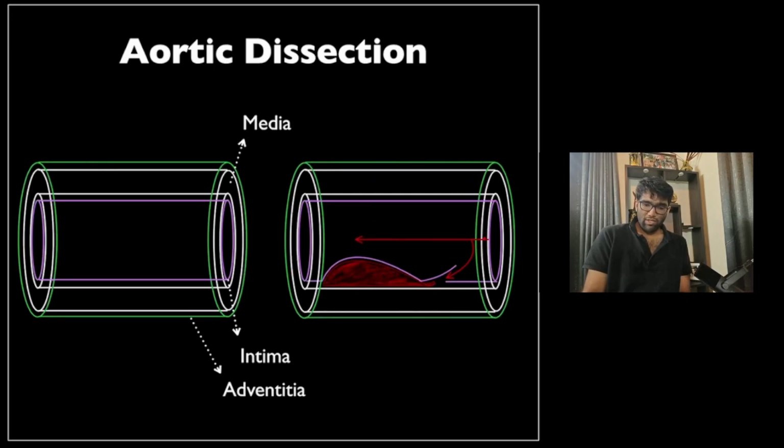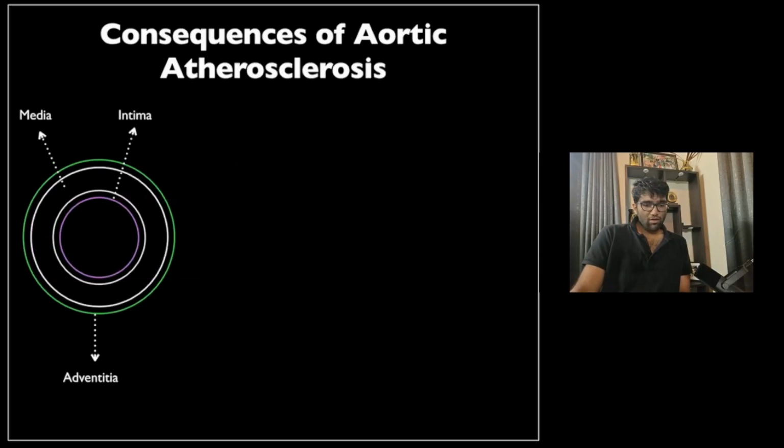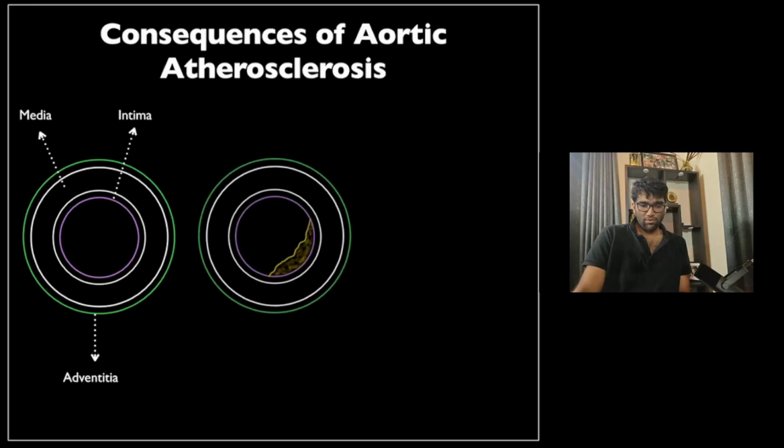Because of increased pressure and due to some kind of damage to the endothelium here, there is a flap that is raised and blood then forces its way under the endothelium. And this is what is called an aortic dissection. The consequences of aortic atherosclerosis are as follows. So, we can just get an atherosclerotic plaque within the aorta.